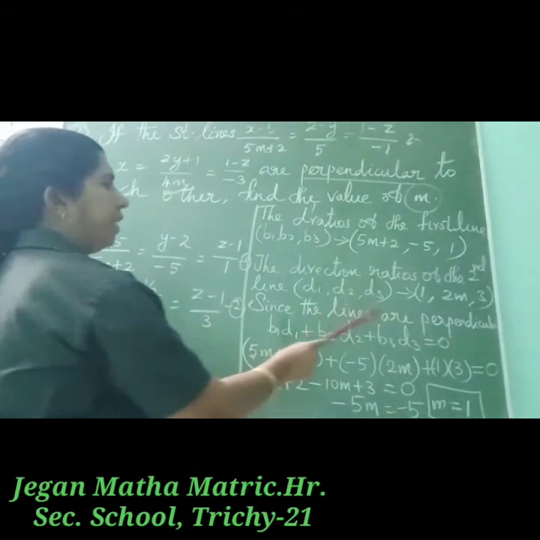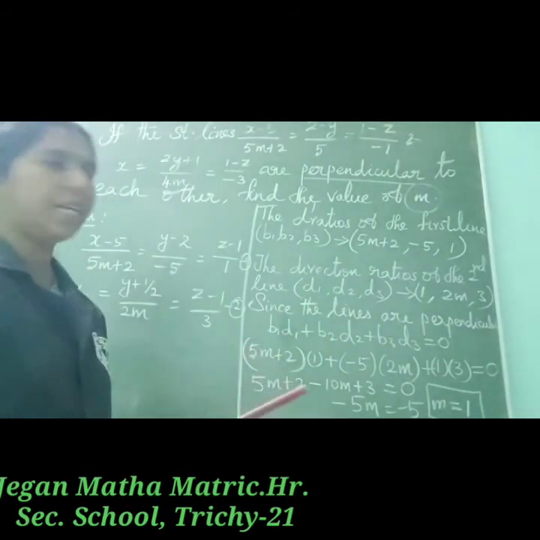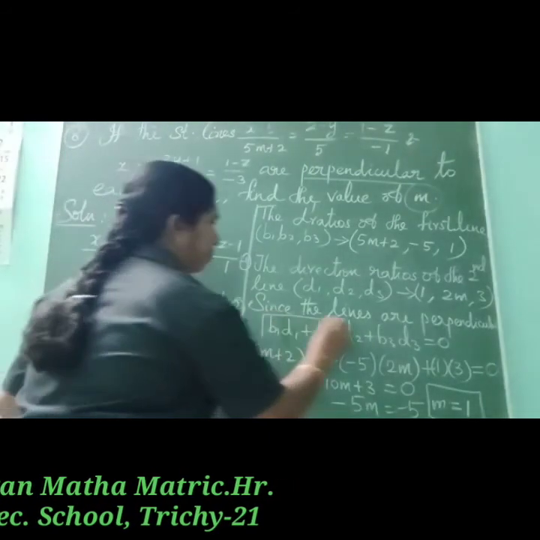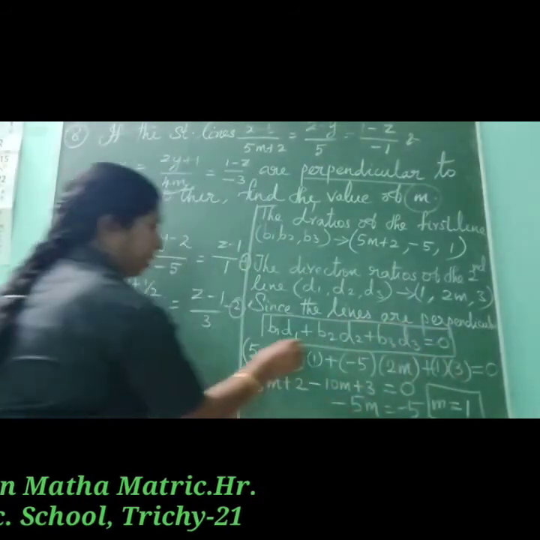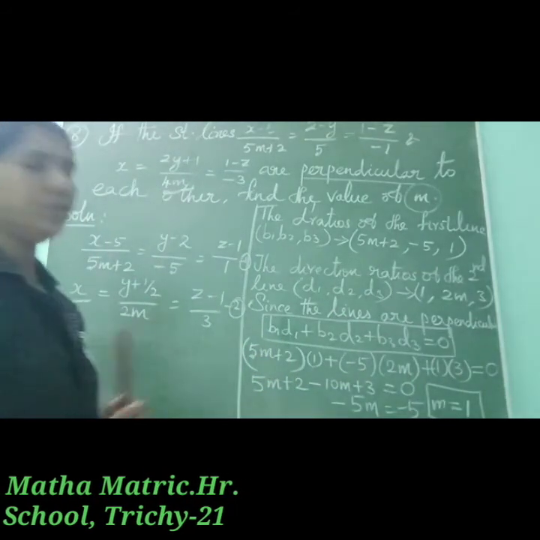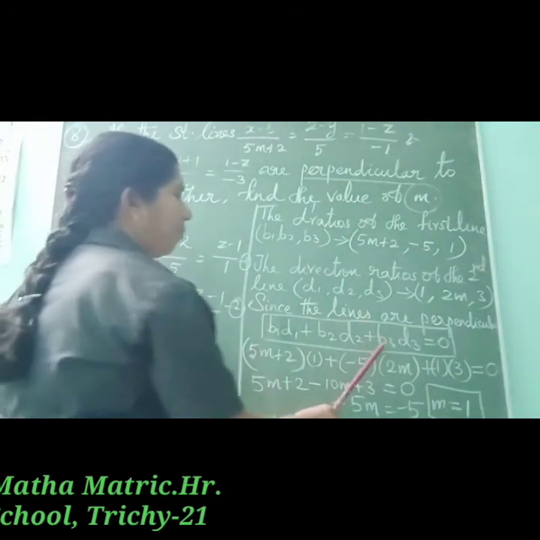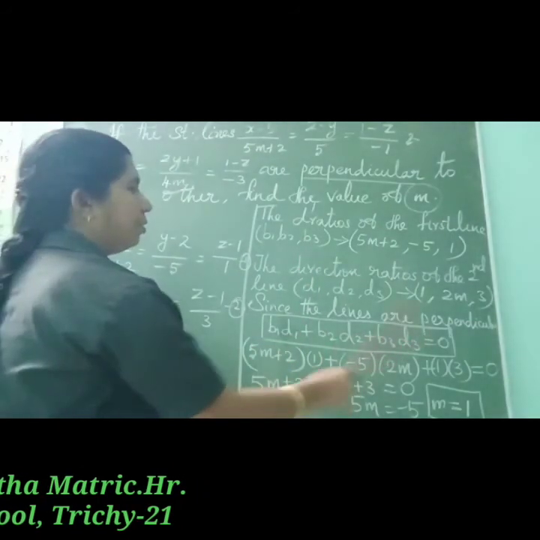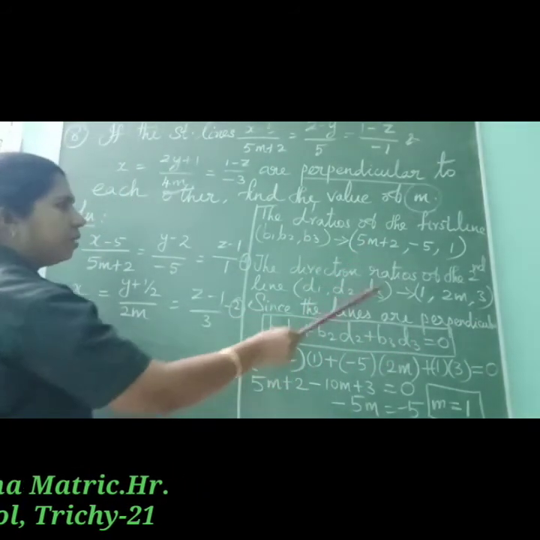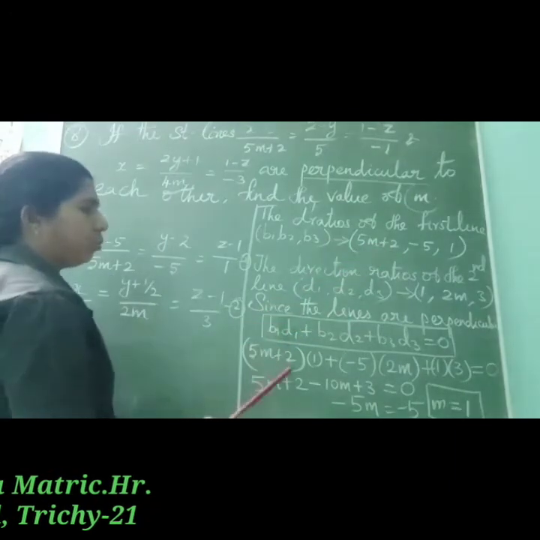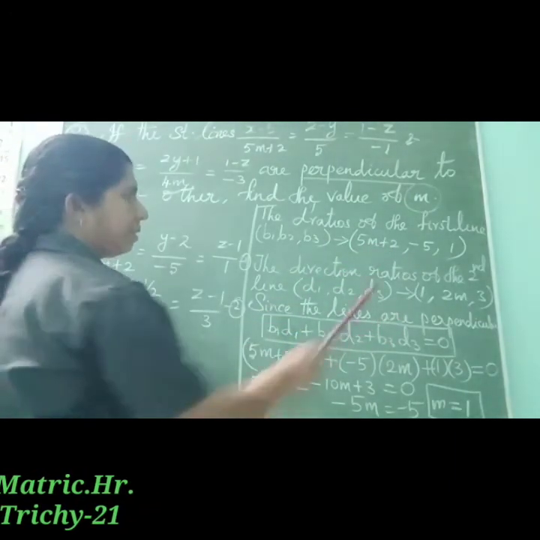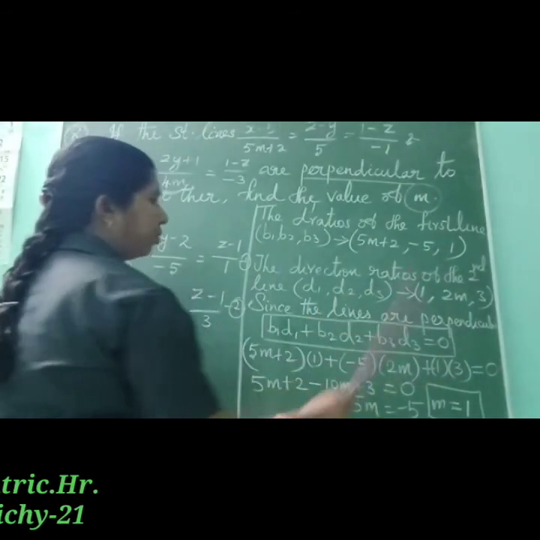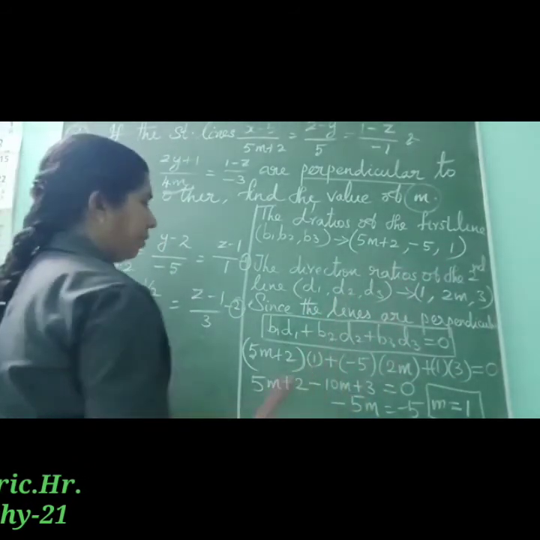After finding b1, b2, b3, d1, d2, d3, we can apply the condition for perpendicular. Since the two lines are perpendicular, the condition we discussed is b1 d1 plus b2 d2 plus b3 d3 must be equal to 0. The sum of the products of the direction ratios must be equal to 0. So writing the corresponding values: (5m plus 2) into 1 plus (minus 5) into (2m plus 1) into 3 is equal to 0.